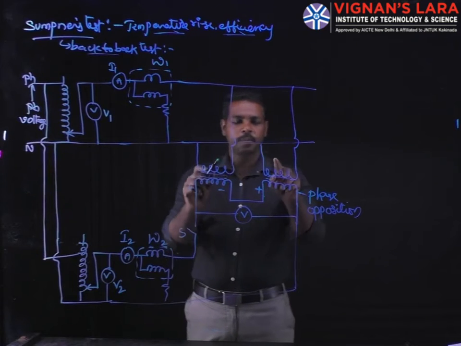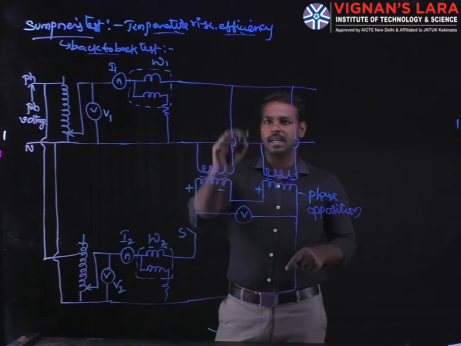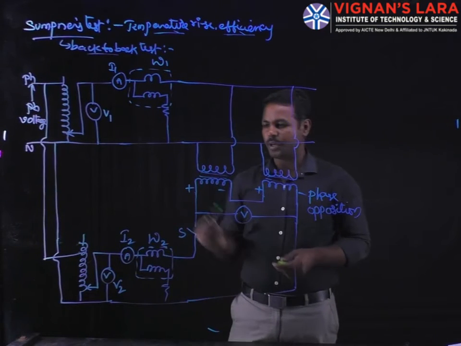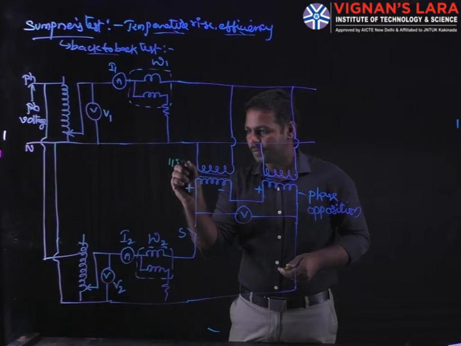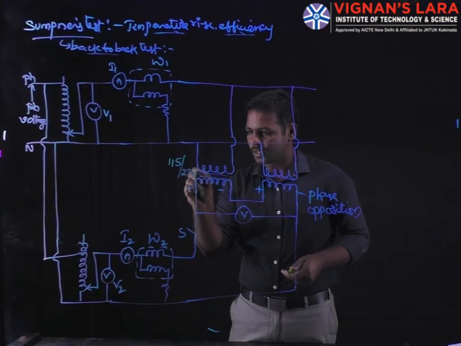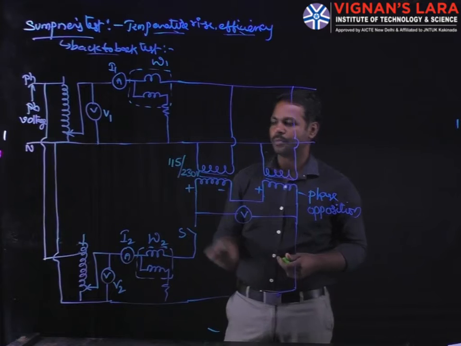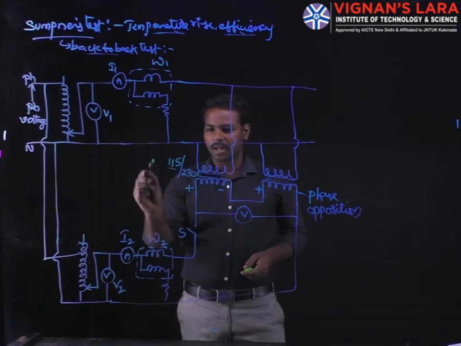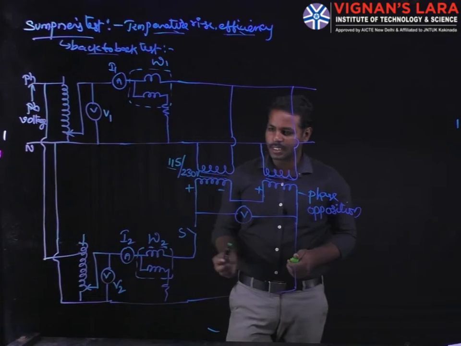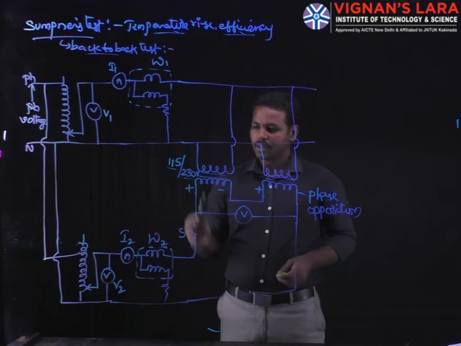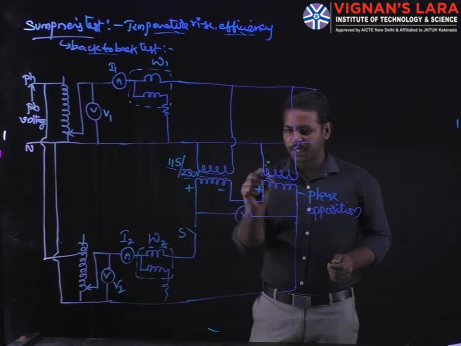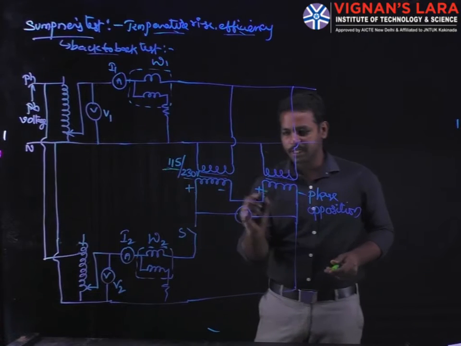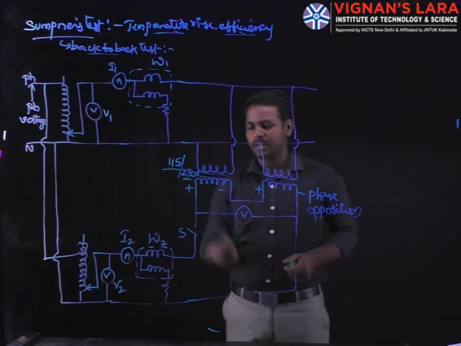In this, the primaries of both the transformers are connected in parallel across the supply. For example, let us consider a 115 by 230 volts transformer. The open circuit test is always conducted on the LV side, and the short circuit test is always conducted on the HV side. The primaries of both the transformers are represented with 115 volts, and the secondaries with 230 volts.